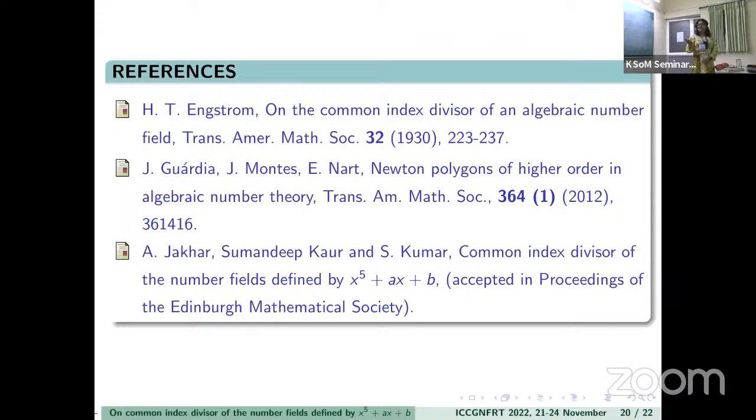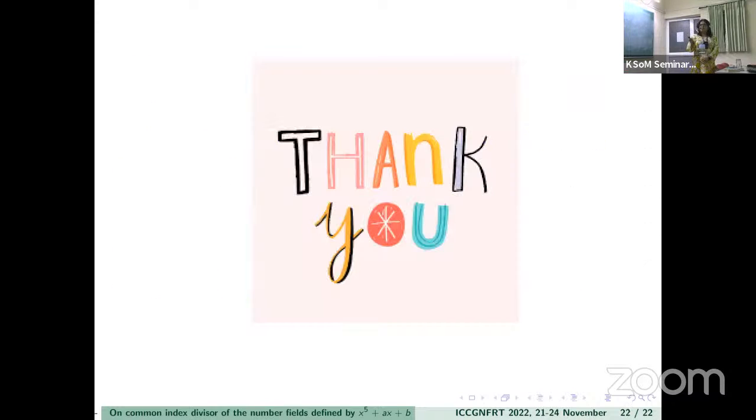These are the references. The results are in paper 3. This paper has been accepted for publication in Proceedings of the Edinburgh Mathematical Society. Thank you.